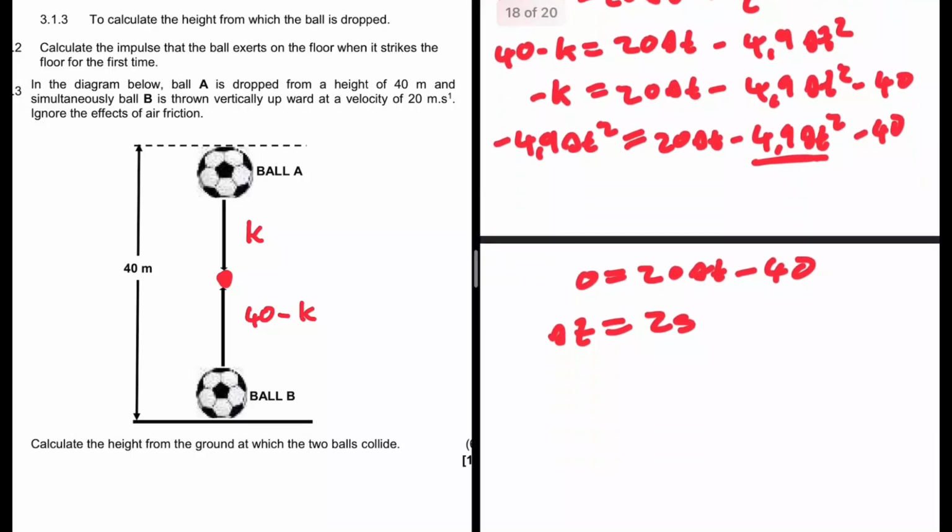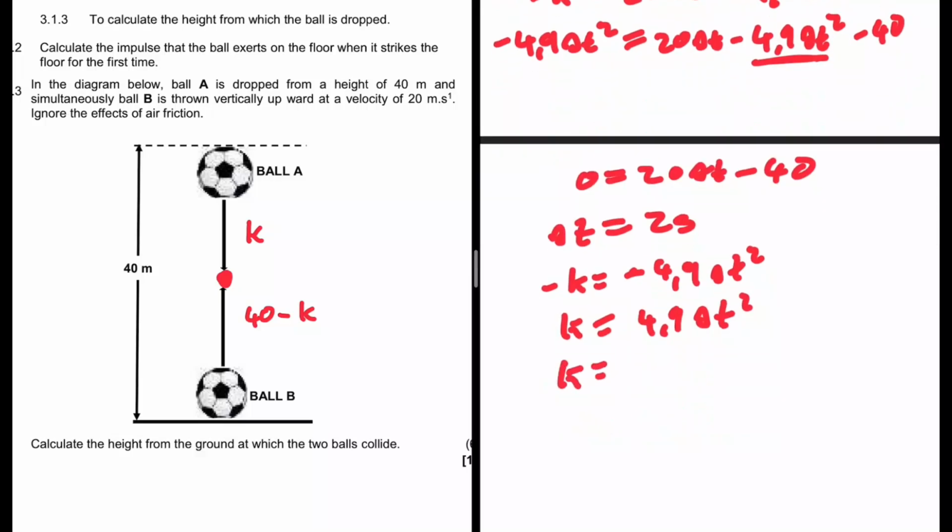But we are not interested in the time. We want to calculate the height above the ground. So minus k is equal to minus 4.9 delta t squared. So k is equal to 4.9 delta t squared. K is equal to 4.9 multiplied by t squared. We know that delta t is 2. So that is 4 multiplied by 4.9, 19.6. So k is 19.6.